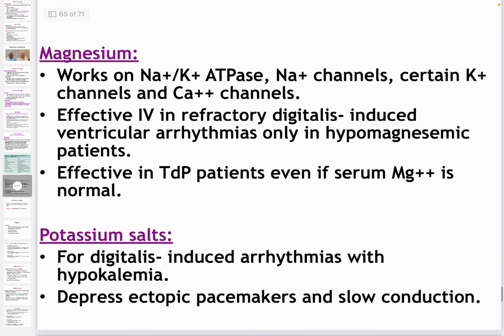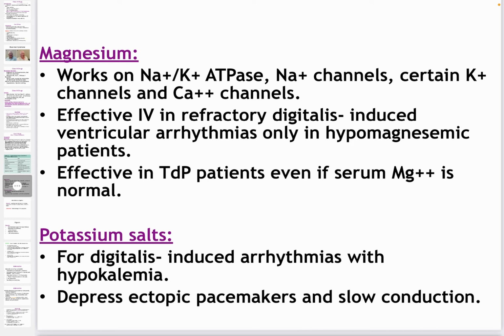So magnesium, its main important use, and I want you to focus on these: it's effective in the treatment of torsades de pointes patients, even if the magnesium level is normal. We have noted that magnesium levels are important to stabilize the levels of sodium and potassium. So it works on the sodium-potassium ATPase channel, sodium channel, and certain potassium channels in addition to the calcium channel.